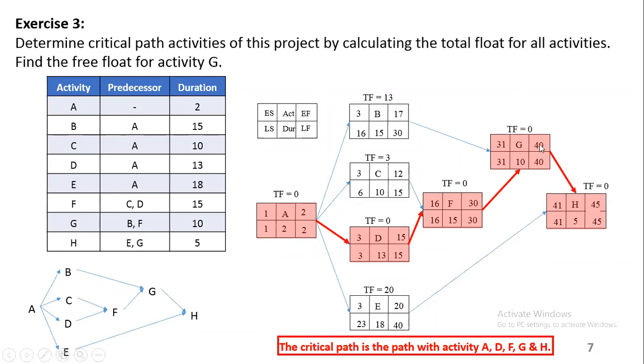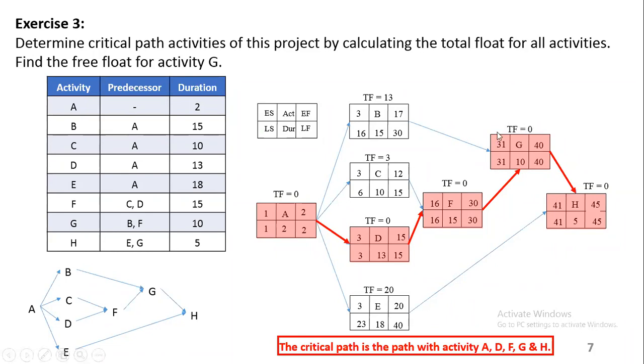Activity G is this one. Go to 41 minus 1, that's 40, minus 40... so it's 0. What does it mean, sir?